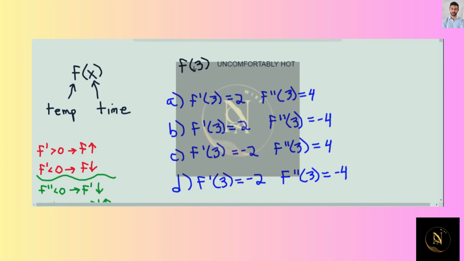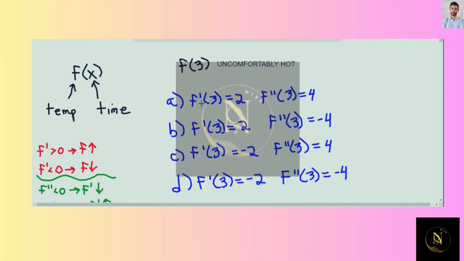F is the temperature and X is the time. Now F of 3 is the temperature at 3 hours. You feel uncomfortably hot. So at the 3 hour mark, the temperature F is very high for you. You feel uncomfortably hot at F of 3.